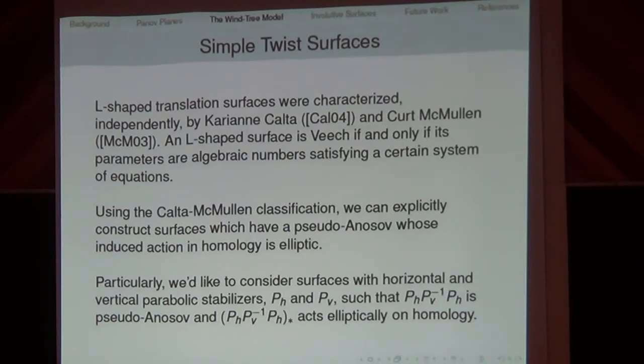So this observation of this common double cover is really nice because it gives us a precise way to relate these half-translation L's to the normal translation L's, which are very well understood. In particular, this classification by Calta-McMullen tells you exactly when those surfaces are going to be each. And so using that classification, we can construct half-translation L's that have this property that you have a pseudo-Anosov that acts elliptically in homology by combining the twists in a particular way.